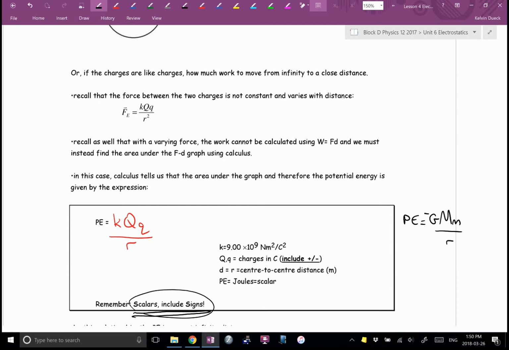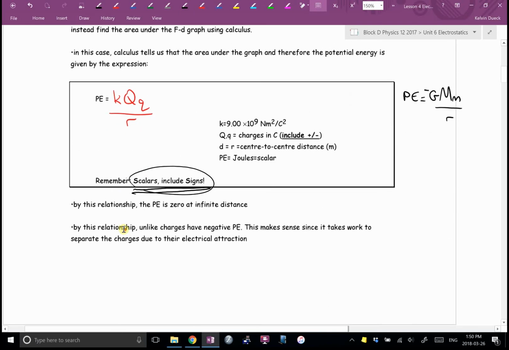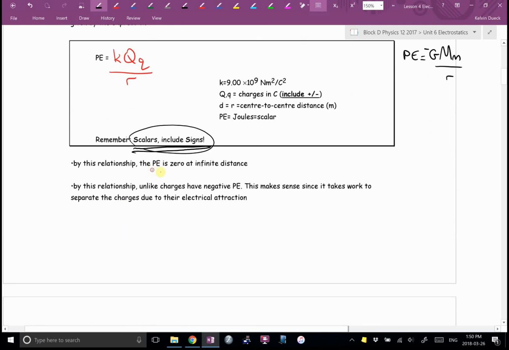What was the gravity equation? The force equation, but with an R, not an R squared. Yeah, and a negative. What's the potential energy electrical equation? The force equation, but with an R, not an R squared. By this relationship, potential energy is zero at infinity, because if you take the limit as R approaches infinity, you get zero. I would say that in calculus speak, but you've already told me none of you are in calculus. By this relationship, unlike charges have a negative potential energy. The same way as you had a negative when objects wanted to fall towards each other, that will give us the same negative.